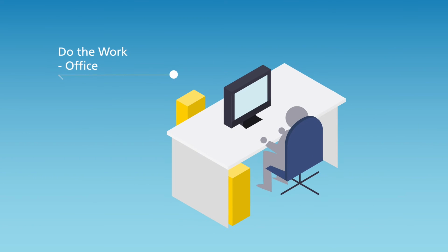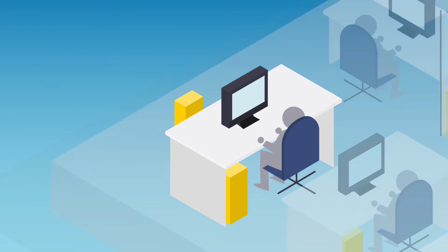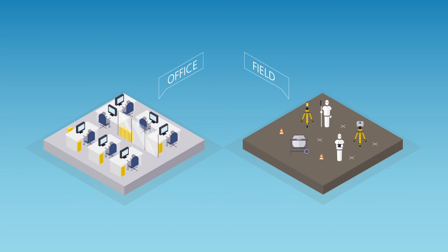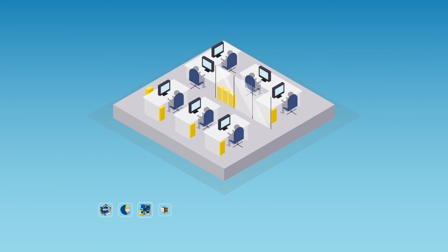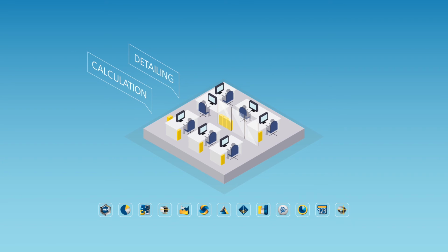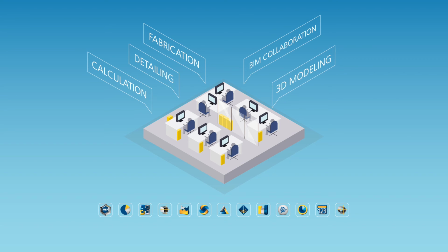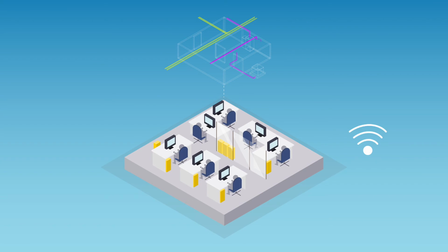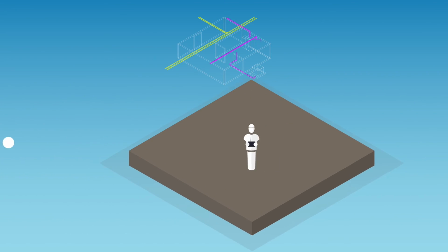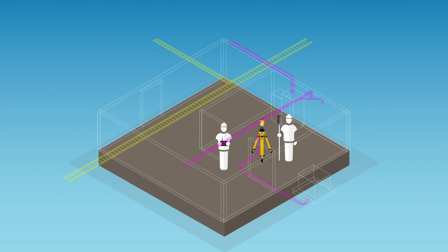Do the work, the next part of the workflow, can be split into two sections, office and field. The range of office-based solutions and innovative design tools offered by the MEP division is vast, including calculation, detailing, fabrication and BIM collaboration, as well as 3D modeling services. Taking the work into the field, MEP contractors can benefit from a portfolio that includes layout solutions, 3D laser scanning, field mobility and scanning services.